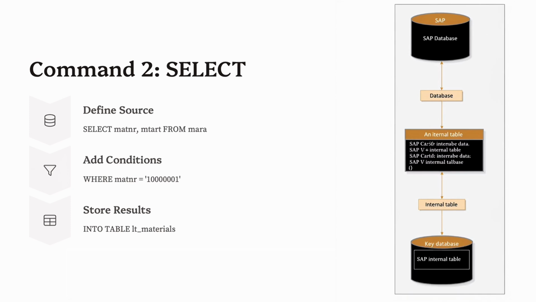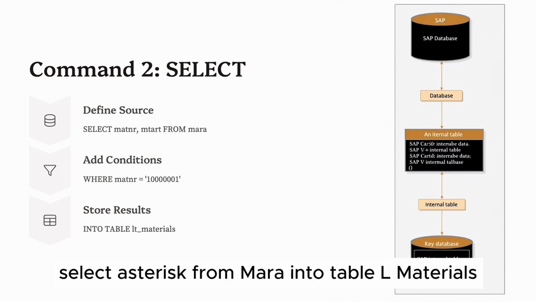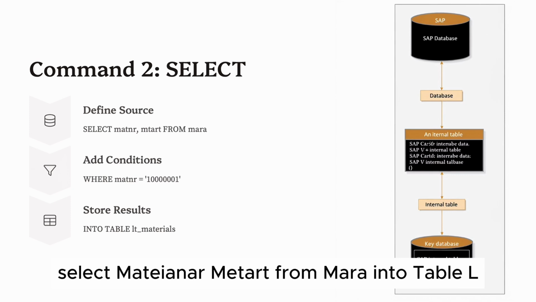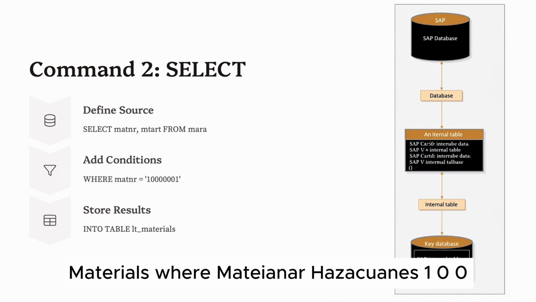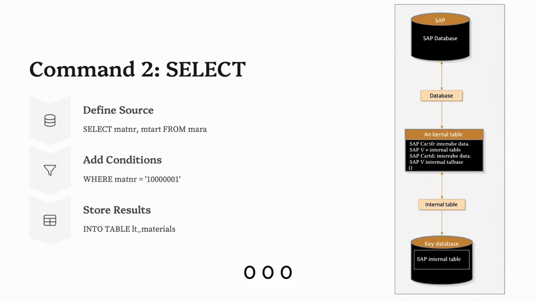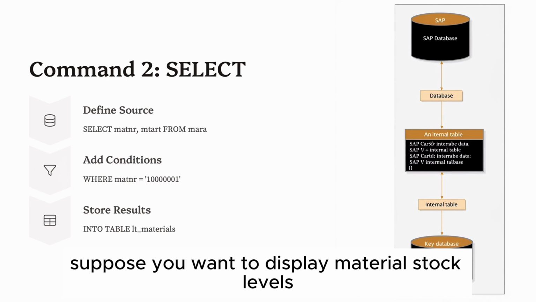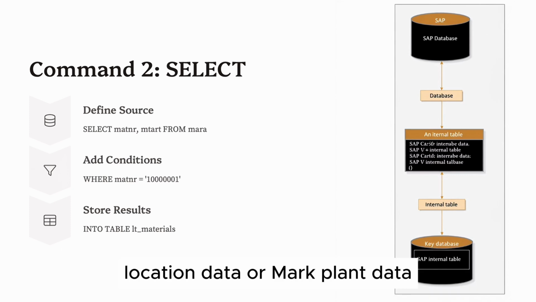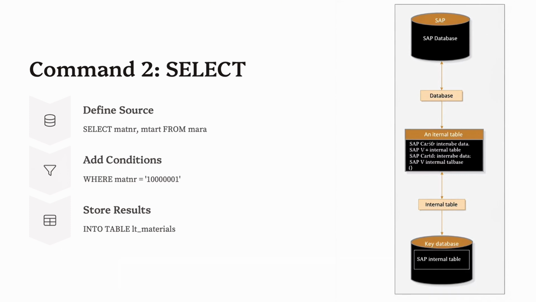Syntax examples. SELECT * FROM mara INTO TABLE lt_materials. SELECT matnr, mtart FROM mara INTO TABLE lt_materials WHERE matnr equals 100000001. Real-world use. Suppose you want to display material stock levels for a plant. You would use SELECT to pull data from MARD, storage location data, or MARC, plant data.